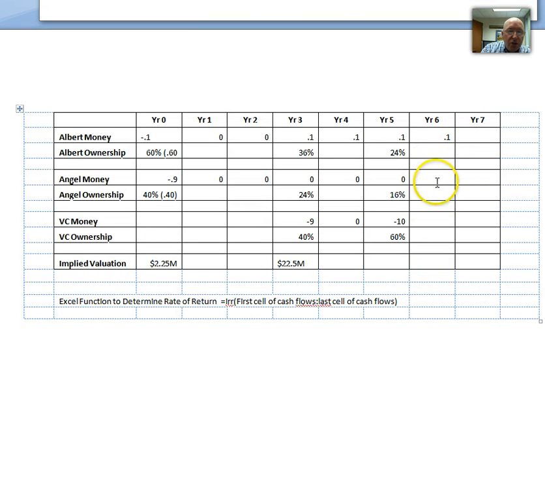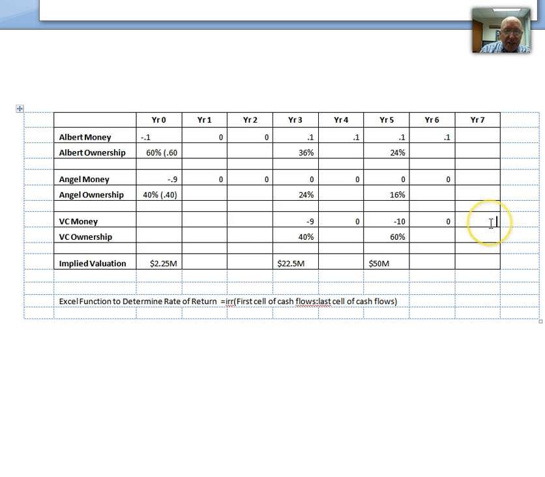Okay, so we know the Angel didn't get anything in that year. The VC didn't get anything in this year. The implied valuation at this past investment is 50 million. I'm sorry if I have to go back and catch up. So now, we'll start with the VC.